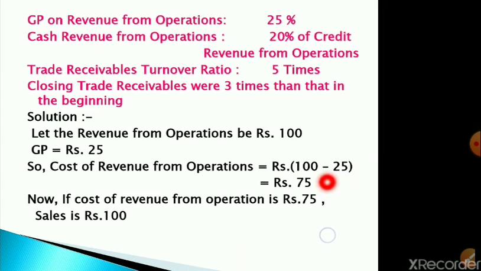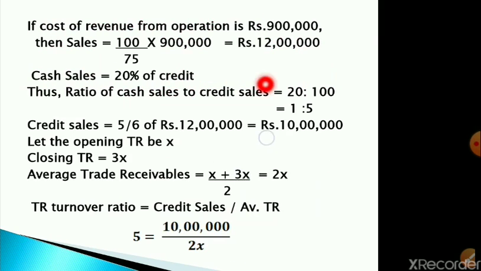Now we'll follow the unitary method. So if cost of revenue from operation is 75, sales is rupees 100. The cost of revenue from operation is 9 lakh. This 9 lakh was given in the information. Then sales is 100 by 75 into 9 lakh, which is rupees 12 lakh.